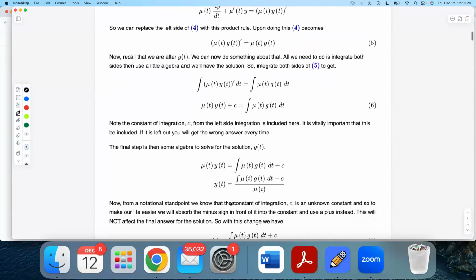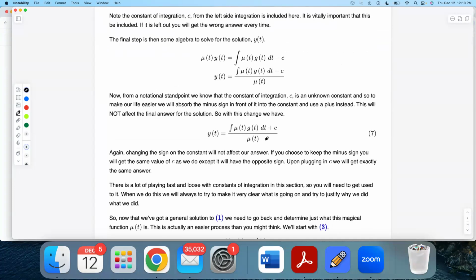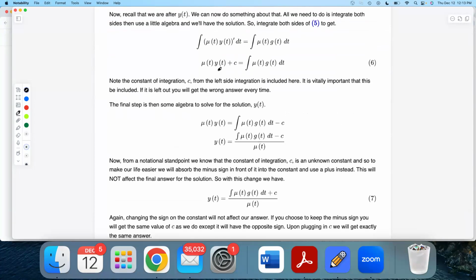And you can look through all the details here if you want. Like we do have a general closed form solution here. We're not going to memorize this formula. We're going to go through the process every single time. We're going to get to here. We're going to do this antiderivative. We're going to divide by mu and be done.